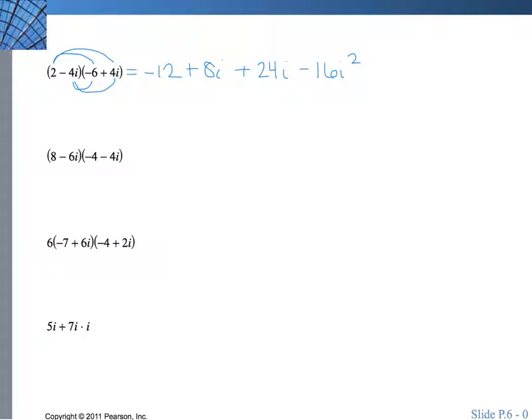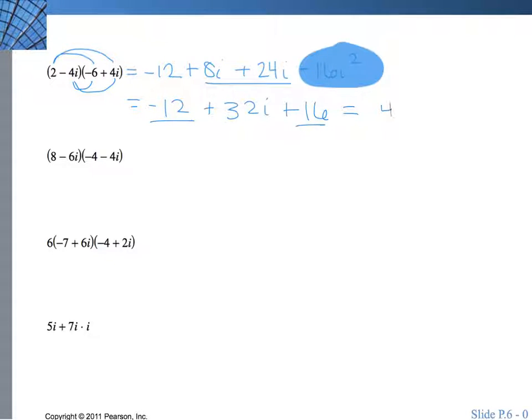16i squared. All right, so grouping like terms here in the middle, that leaves me with negative 12 plus 32i. And this negative 16i squared. i squared we said was negative 1. So this is negative 16 times negative 1, which is plus 16. And then grouping those like terms together, my final answer is 4 plus 32i. Go ahead and push pause and work on that second one.